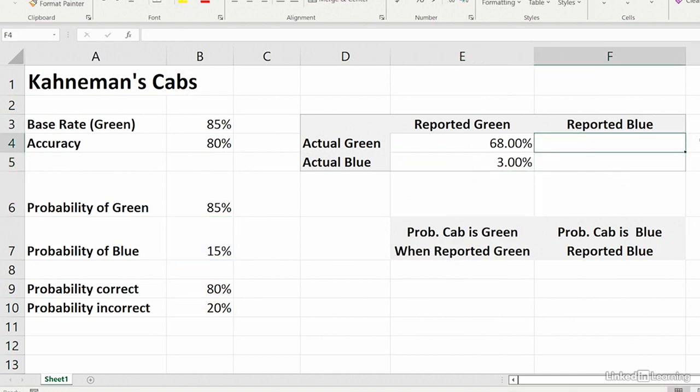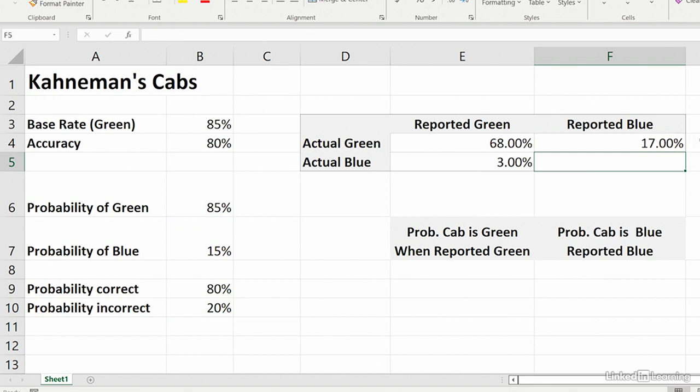Same thing for the cab being reported as blue. So in F4, I'll type equal. In this case, the cab is actually green, and that is in cell B6. And we'll multiply that by the probability that the witness is incorrect. That's in B10, and we get 17%.